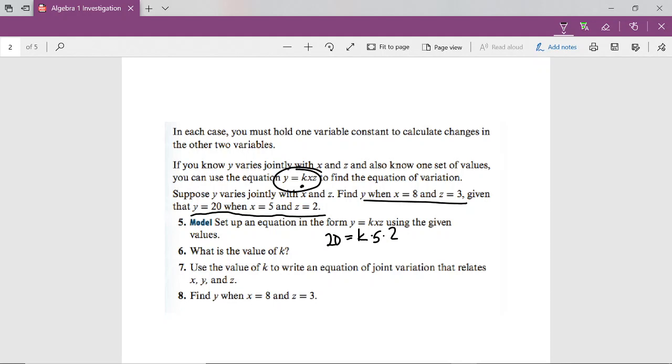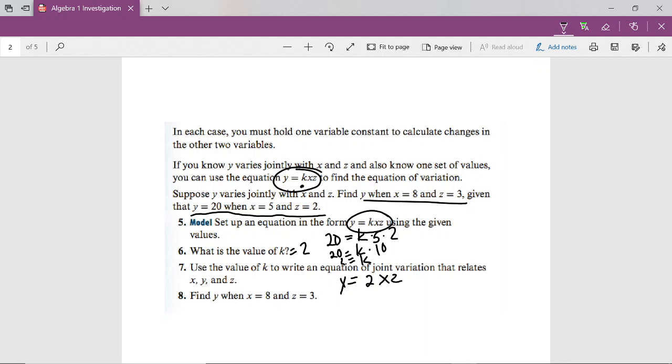Well, this right side says k times 10, so 20 equals k times 10. Divide each side by 10 and we see that 2 equals k. So what's the value of k? It equals 2. So use the value of k to write an equation of joint variation. Well, we're going to go back to this, but plug in 2: y equals 2xz.